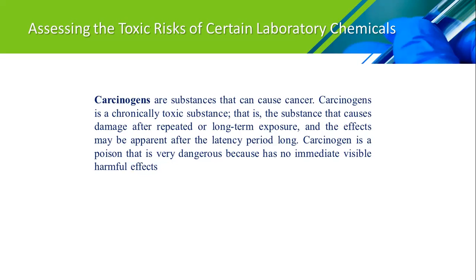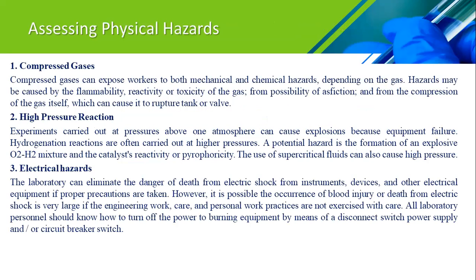Thank you. The next is carcinogens. Carcinogens are substances that can cause cancer. A carcinogen is a chronically toxic substance, one that causes damage after repeated or long-term exposure, and the effect may become apparent only after a long latency period. Carcinogens are very dangerous because they have no immediate visible harmful effect. The next material is assessing physical hazards.